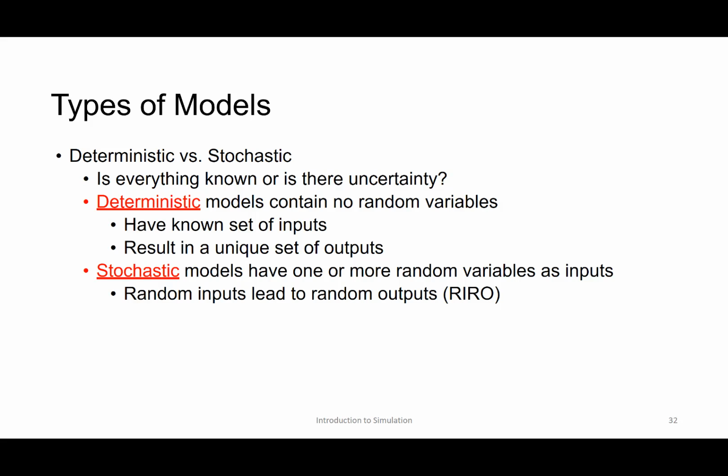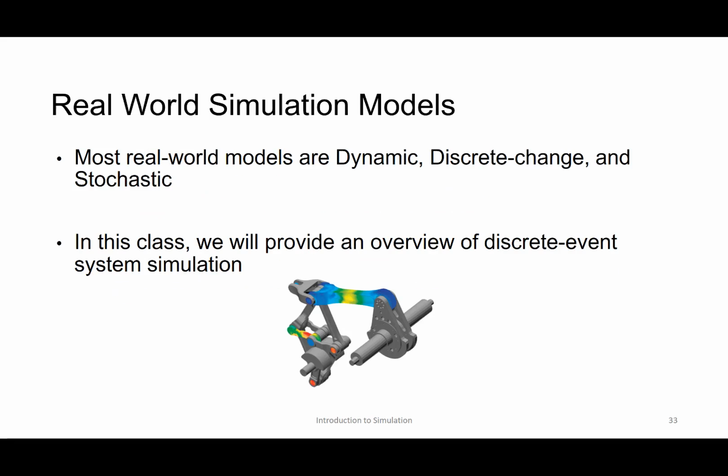Deterministic versus stochastic. Is everything known or is there uncertainty? Deterministic models have no random variables and have a unique known set of inputs and result in a unique set of outputs. Stochastic models have one or more random variables as inputs and random inputs leading to random outputs. In the real world, most models are dynamic, discrete change, and stochastic. For the purpose of this class, we will provide an overview of the discrete event system simulation. However, the reality is that most actual systems are complicated and need the more advanced modeling.